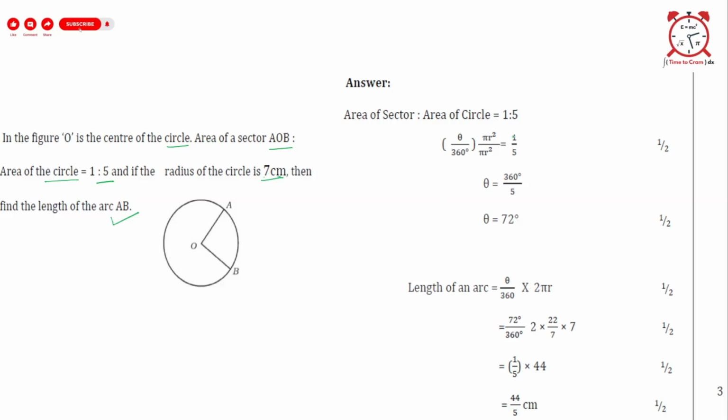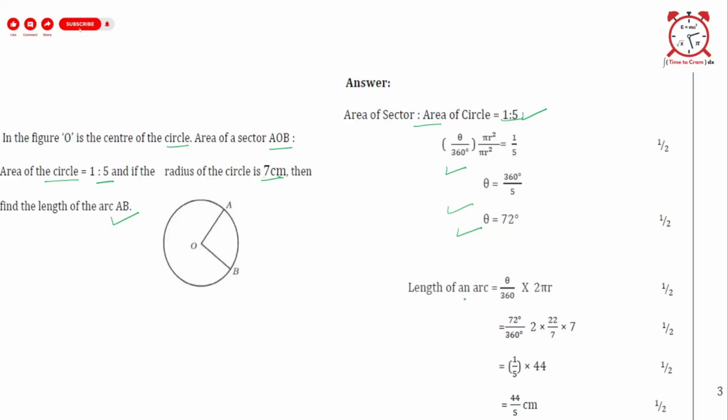So first of all, we will use the ratios of both. The area of sector and area of circle is 1:5. So keeping the value in the ratio formula, we will get the angle theta equal to 72 degree. So this comparison of ratio will give us the value of angle theta.